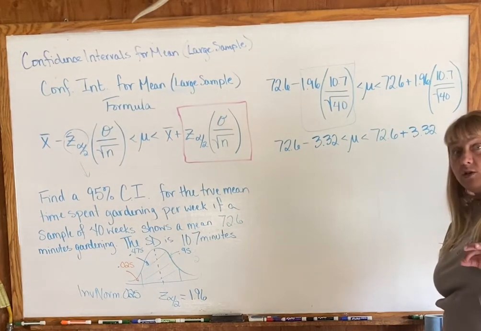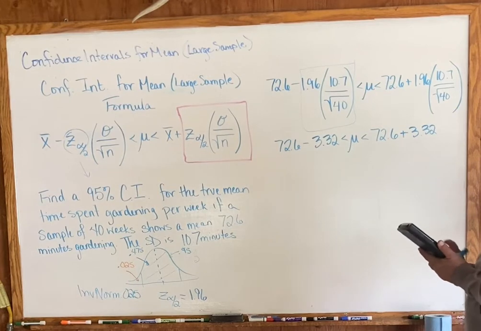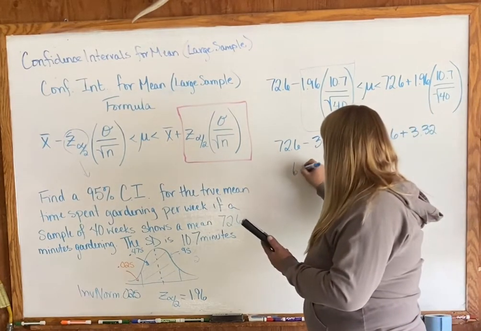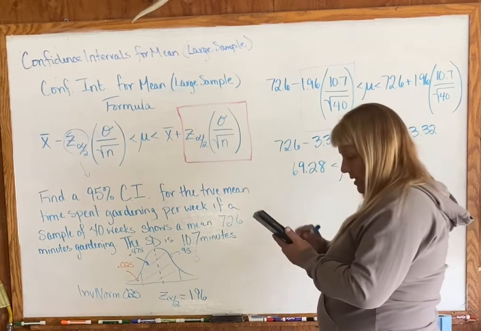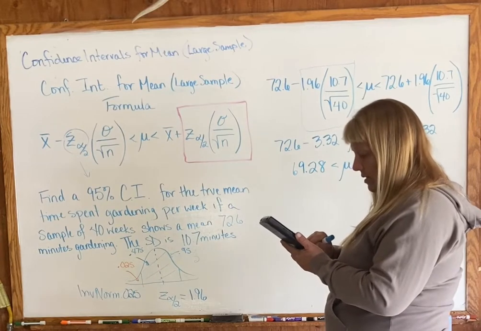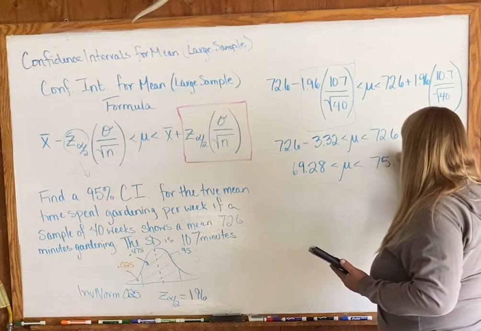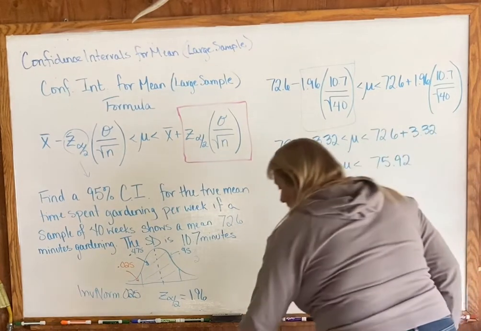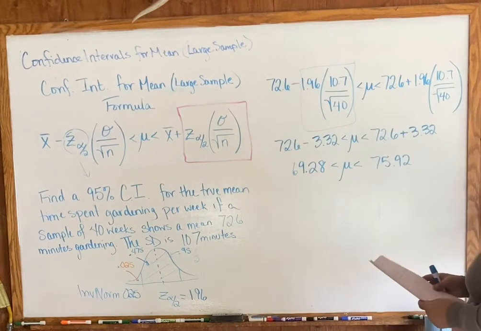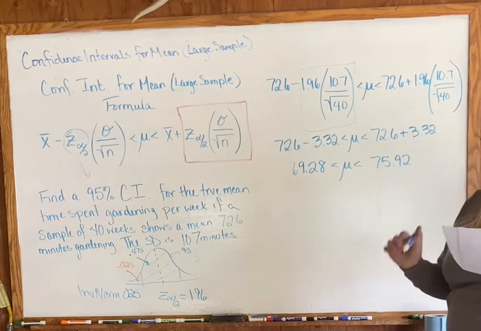All right, so there's the first step. Then we do the addition and the subtraction. So we'll go 72.6 minus 3.32. This side I get 69.28, and 72.6 plus 3.32, over here I get 75.92. Hopefully that sounds good to everybody. Look good? Okay, so I see the two steps, and then the last step is the sentence.